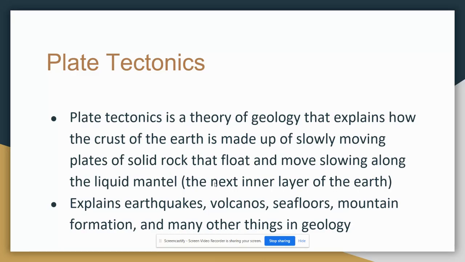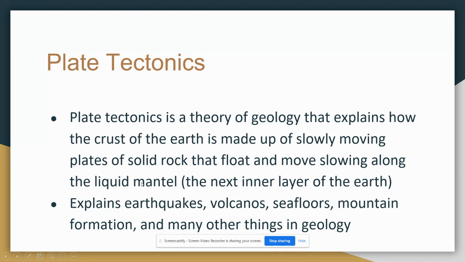Well, plate tectonics is a theory of geology that explains how the crust of the Earth is made up of slowly moving plates of solid rock that float and move slowly along the liquid mantle. So the mantle is the next inner layer of the Earth. We know that it's liquid based on a variety of pieces of evidence, but whenever we experience any of it as magma, it comes out as liquid. So that's pretty compelling evidence.